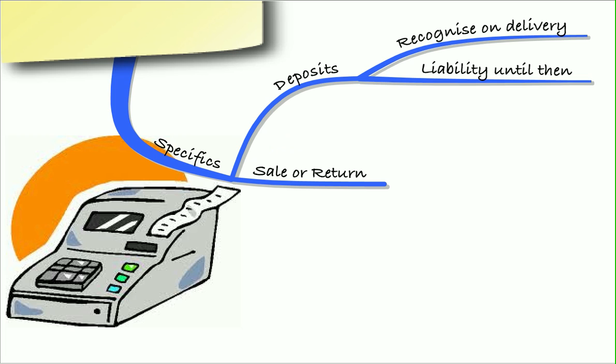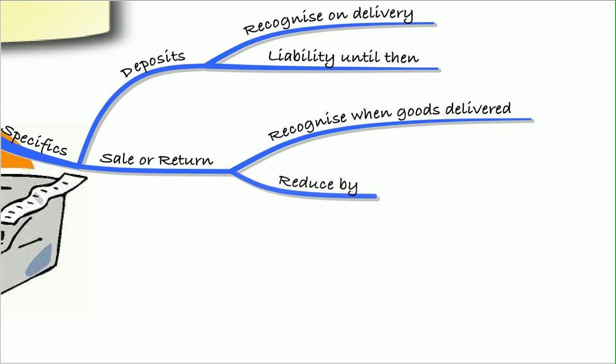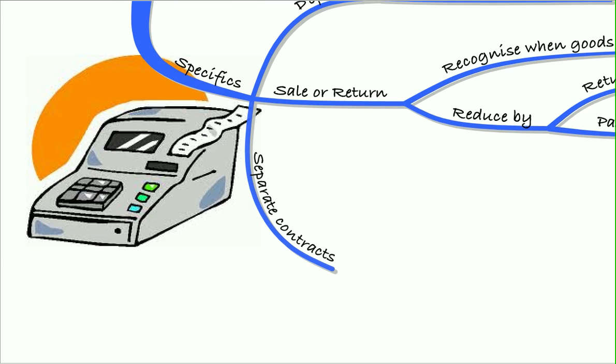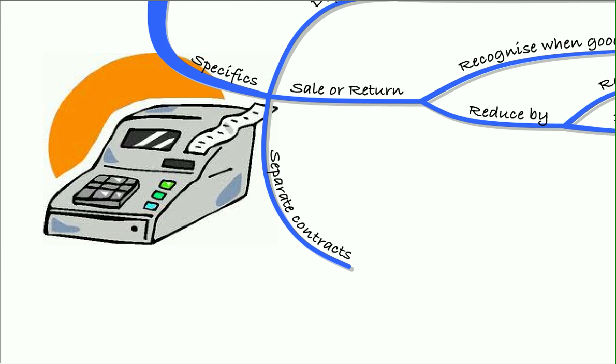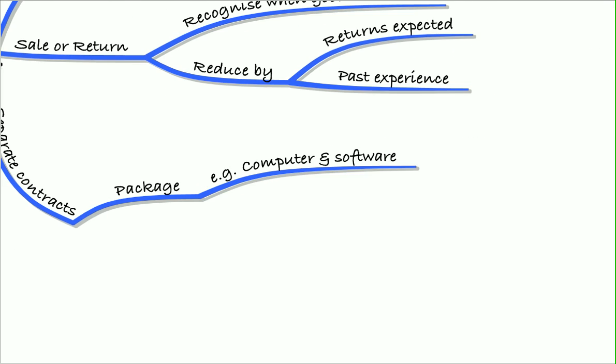Goods that we have sold on sale or return, well, we can recognise the revenue when the goods are delivered, but we reduce it by the returns expected based on past experience. Now, one of the key areas you need to be aware of is separating out the contracts. If, for example, we have a package of a computer and software or computer and services, well, we need to separate that out into the goods bit and the services bit.